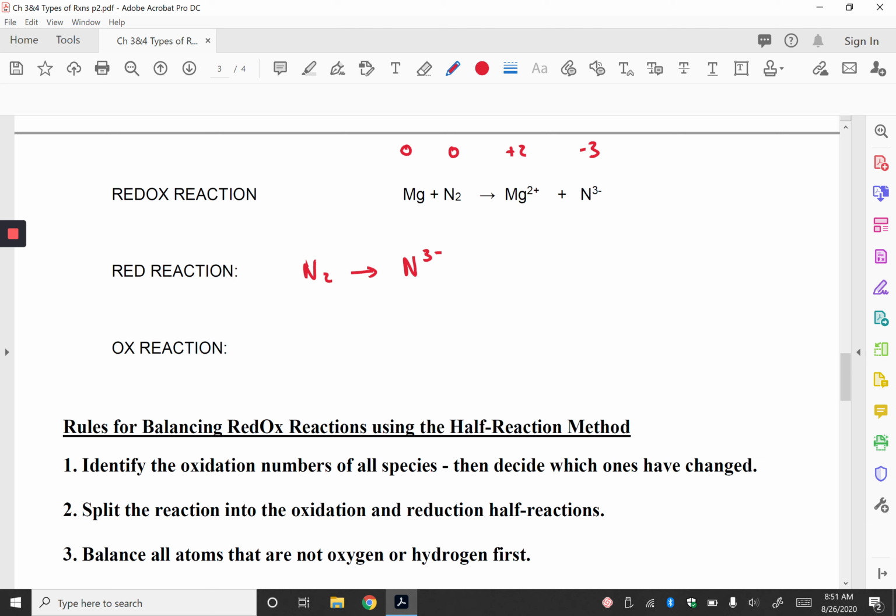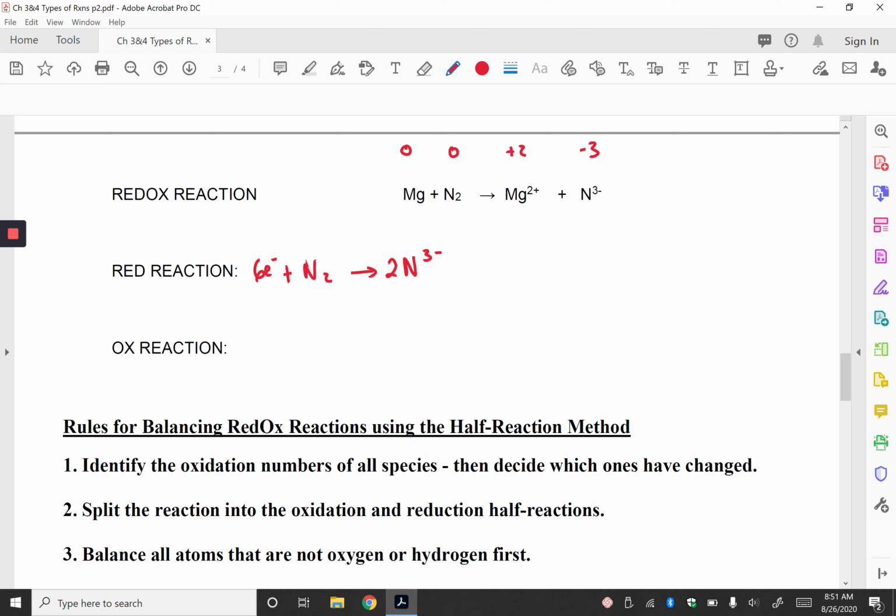Okay, now let's balance it. We need 2 nitrogens, right? And then how would we balance the charge? Do you remember? We add electrons, right? So here the total charge is 0. Here the total charge is minus 6, right? Because there's 2 nitrogens, each is minus 3. So I need 6 electrons on this side. Look at that. It gained electrons. And so its charge went down, got reduced.